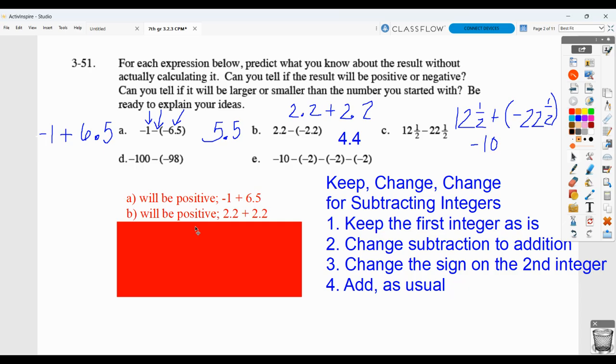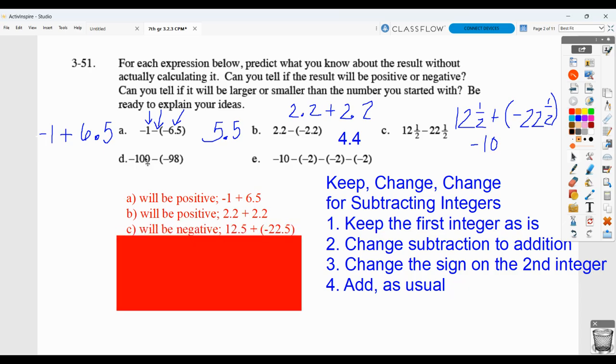And I want you to take a couple moments and see if you can figure out D, do the rewrite, figure out the answer. Pause the video for a moment.